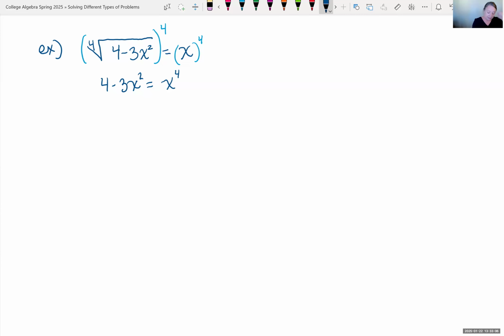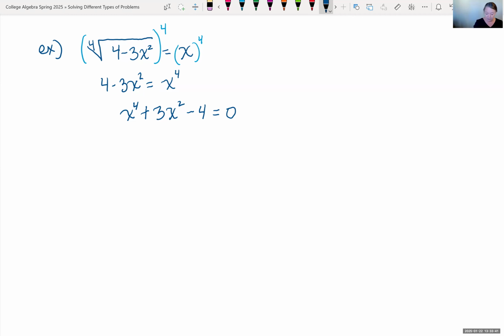Looking at this, I notice it could be manipulated to look like a quadratic. I want to get everything to one side of my equation. I could subtract x to the fourth on both sides, but then my number in front of that x to the fourth power is not positive 1. So let's add 3x squared to both sides and subtract 4 to make that equation equal to 0. We would have x to the fourth plus 3x squared minus 4, and now this whole equation is equal to 0.